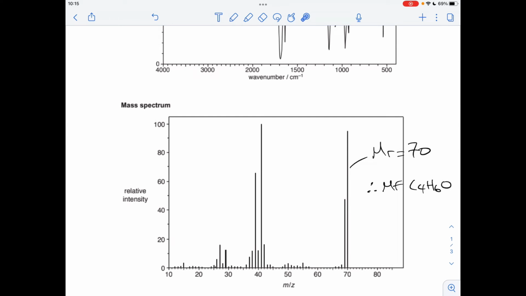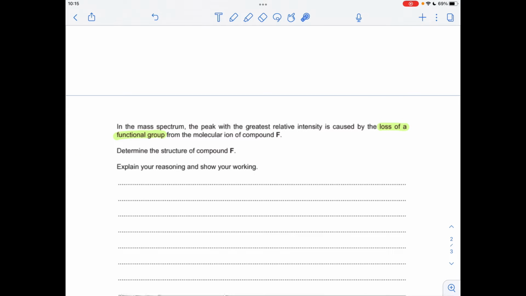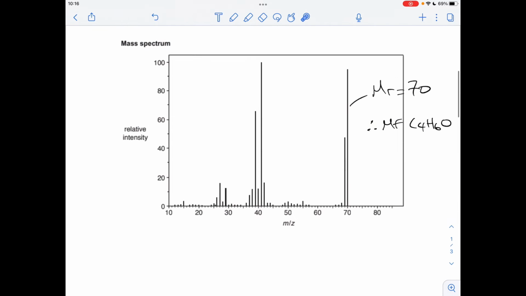So we'll stick with the mass spectrum just for a little bit longer. We are told in this information that the peak with the greatest relative intensity in the mass spectrum is caused by the loss of a functional group from the molecular ion of F. So basically, going from here to here, we need to work out what the drop in mass is, and that's going to tell us what the MR of the functional group needs to be. This tall fragment peak is at M over Z 41, so 70 to 41 means that the functional group must have an MR of 29.